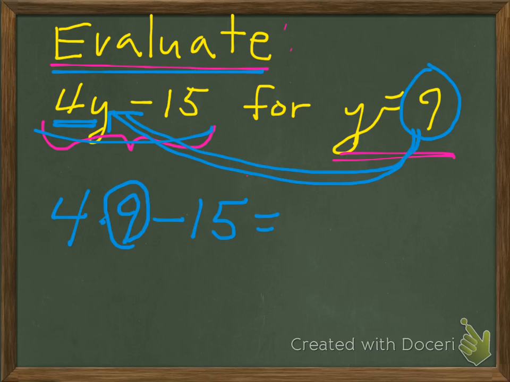So we start out with 4 times 9, which is 36. We do 36 minus 15, and we should get an answer of 21. All right, so if you get 21, then you have done it correctly.